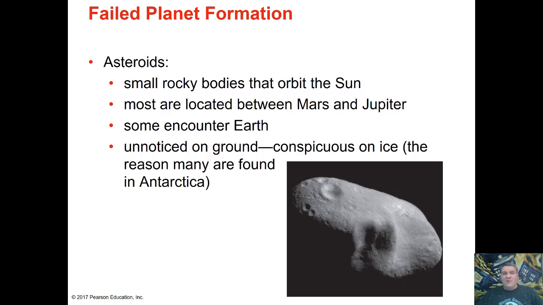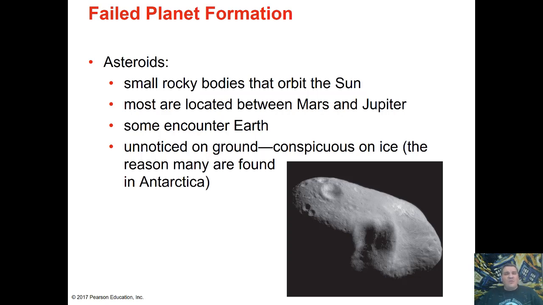It's not just planets and dwarf planets and moons. There are also the asteroids. Asteroids are relatively small and rocky objects that are orbiting the sun. These things can be fairly large, but the reason I say they're relatively small is they are so small that they don't actually have enough gravity to become rounded by gravity.